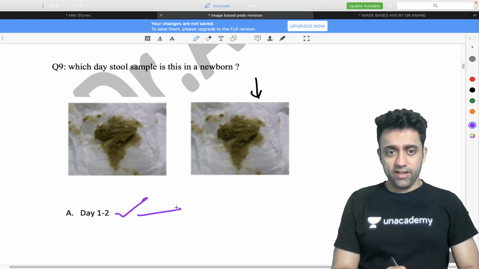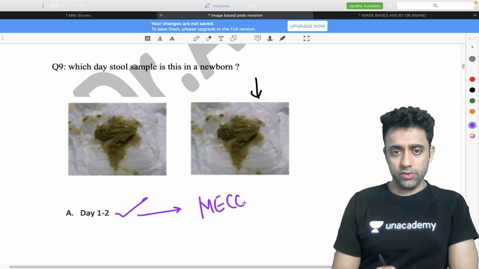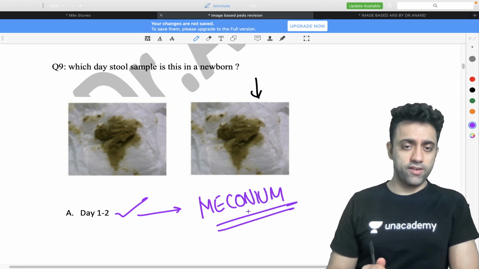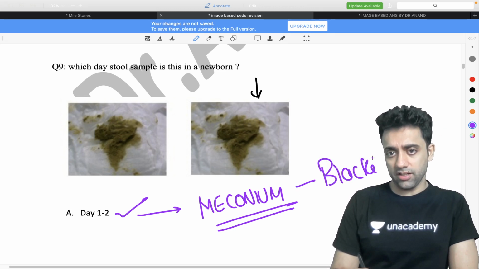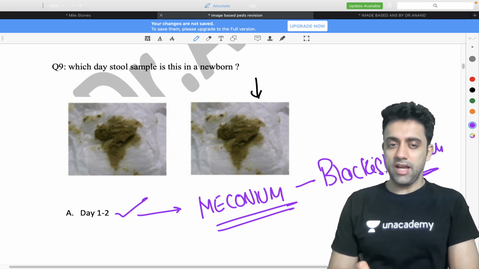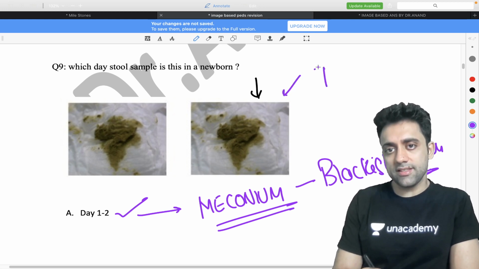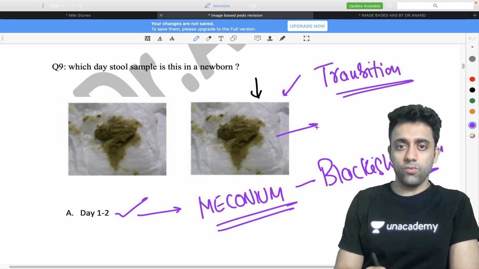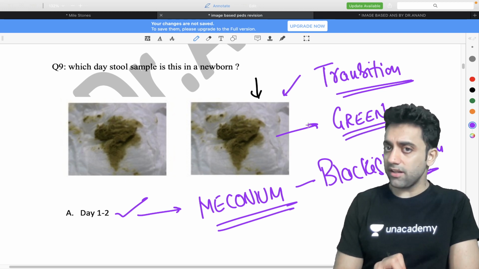Is it day 1 and day 2 stool sample? I don't think so. Day 1 and day 2 stool sample is meconium, the first potty of the baby, and that is usually black or blackish green in color. Whereas this one is known as transition stool. What is the color of the transition stool? The transition stool is green in color.